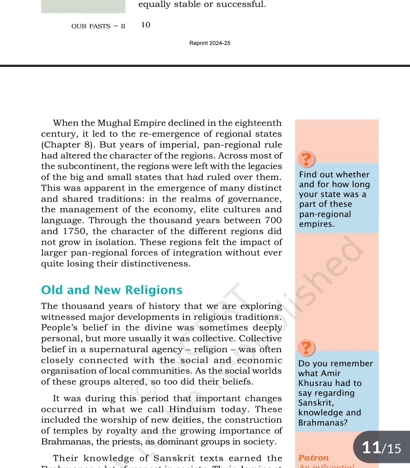When the Mughal Empire declined in the 18th century, it led to the re-emergence of regional states. But years of imperial pan regional rule had altered the character of the regions.